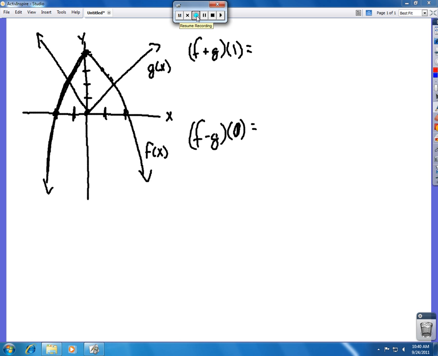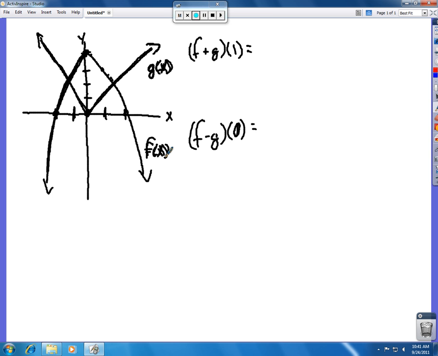Okay, continuing on with 2.8. Now we're going to look at evaluating combinations of functions like we have here. We're just given this graph, so we don't actually know what the function of f is or the function of g. We just know what their graphs look like. So this straight line here going up like that, this is the graph representing the function g of x. Same thing, here is the graph representing f of x.